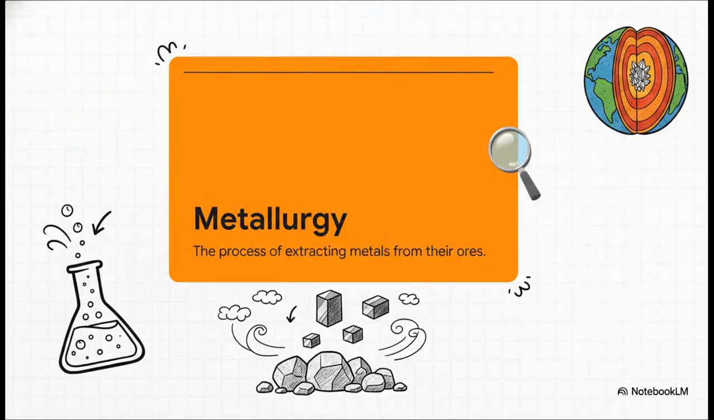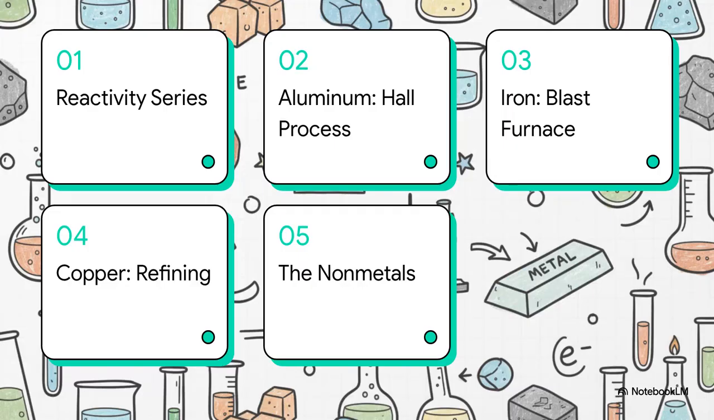Now, to actually pick those chemical locks in the Earth's vault, we need to establish a couple of ground rules early on. First up, we have ores. These aren't just any old rocks, they are metallic minerals from which metals can be profitably extracted. Because, let's face it, we aren't doing this just for fun, it has to make economic sense on a massive industrial scale. And the process of actually doing that? That's metallurgy, the step-by-step extraction of those metals from their ores, stripping away all that unwanted rock, which we call gangue. So here's our roadmap for today's explainer.